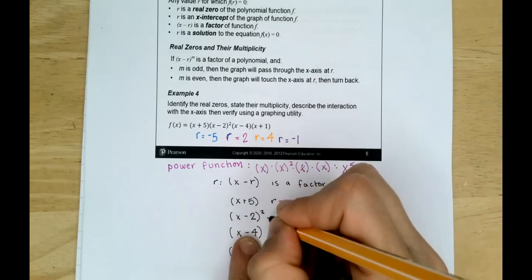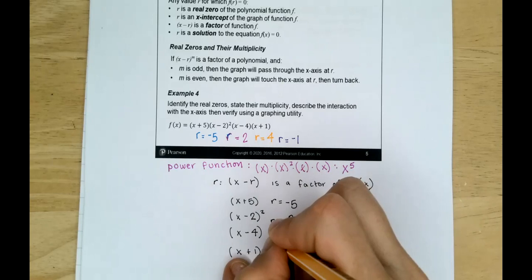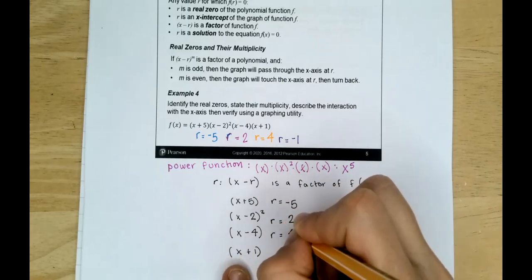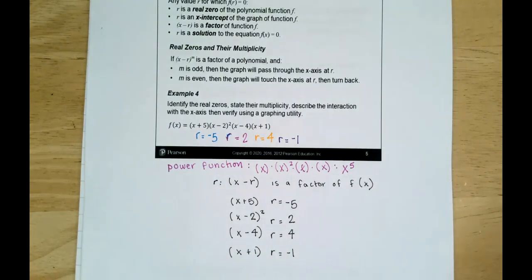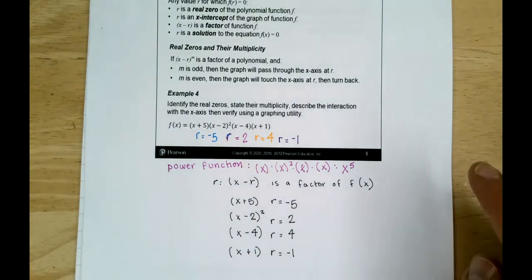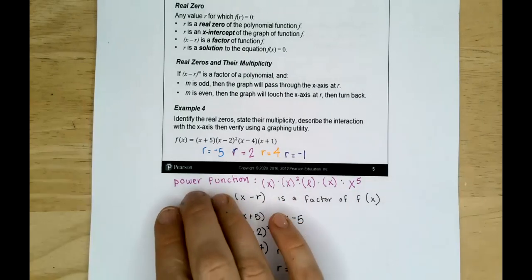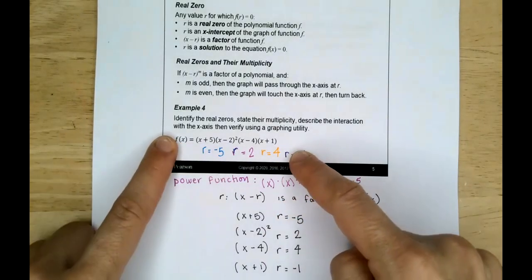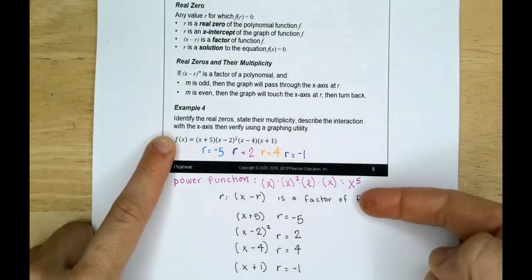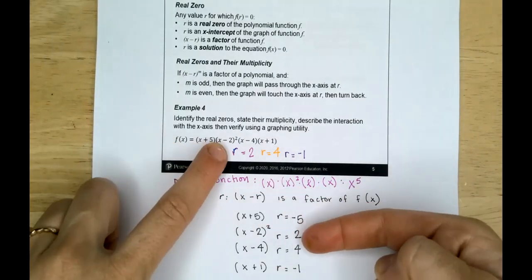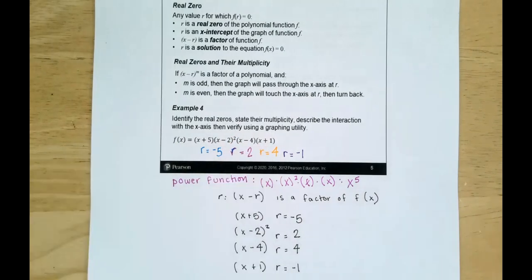My real zero is x minus 2. My real zero is x minus 4, and my real zero is x minus -1. Okay, now let's talk about the power function. The power function of this polynomial is x to the fifth. The real zeros are -5, 2, 4, and -1.